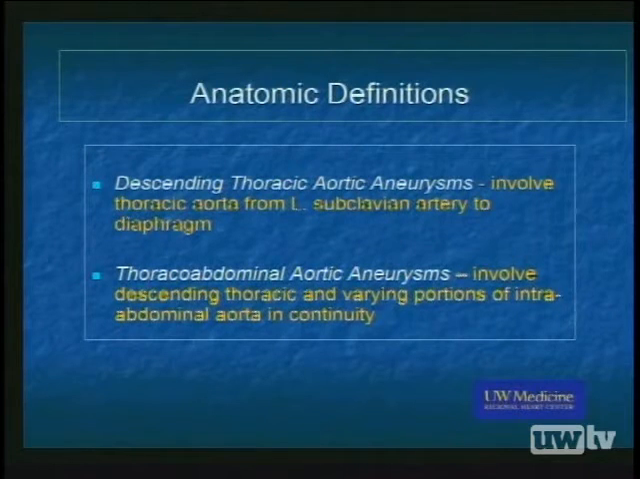Descending thoracic aortic aneurysms involve the thoracic aorta extending from the left subclavian artery and may go all the way down to the diaphragm. Thoracoabdominal aortic aneurysms involve not only the descending thoracic aorta, but also varying portions of the intra-abdominal aorta. These are not separate thoracic and abdominal aortic aneurysms, but rather one large aneurysm in continuity.